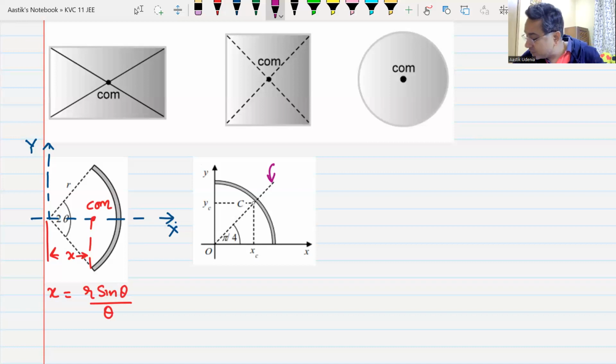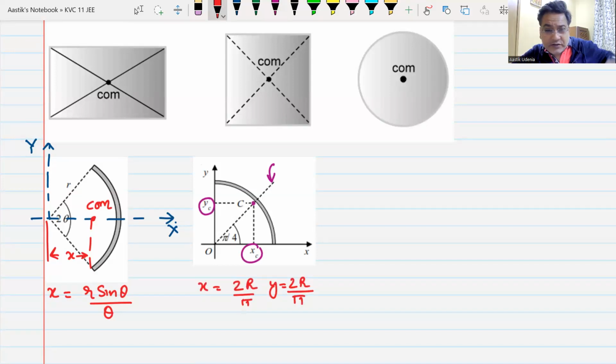In this case, the center of mass lies somewhere here. This is the x coordinate of the center of mass. This is the y coordinate. And remember, this x and y coordinates are same as 2r by pi. Does this 2r by pi ring any bell? This 2r by pi was the center of mass of that full semicircular ring. Do we understand this? Yes or no? So you'll have to remember all these things. Can you remember these?